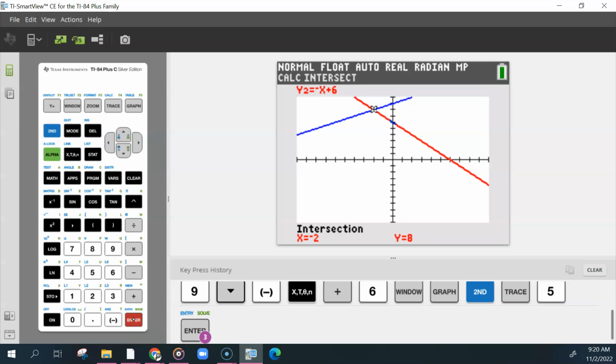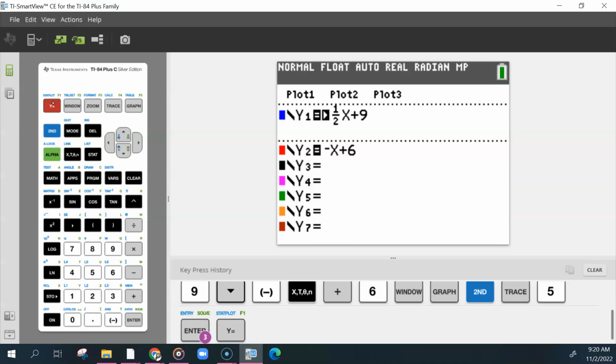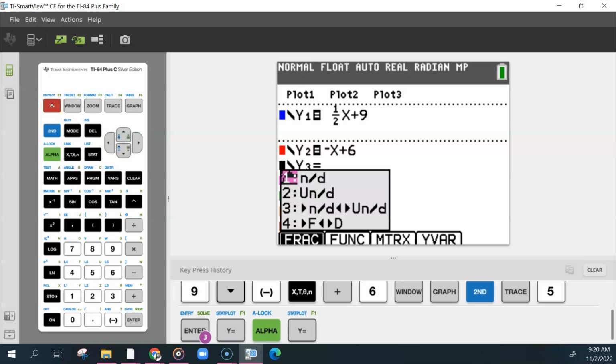Questions about how we use the calculator to check for solutions? Dylan? Here, alpha 1 equals, and then that first one.